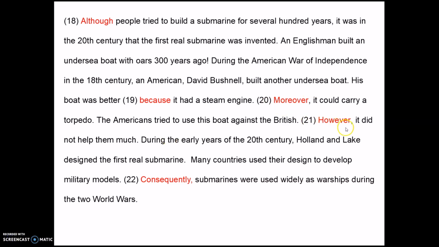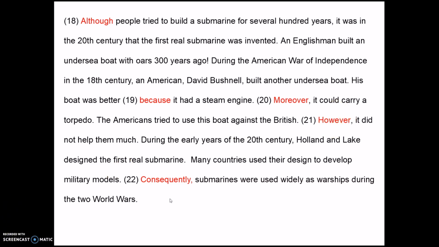And in 21, we use however, because this sentence, it didn't help them much, shows us an unexpected result. When it says the Americans tried to use this boat against the British, this is not the result we expect. It did not help them much. So to show this unexpected result, we use however.